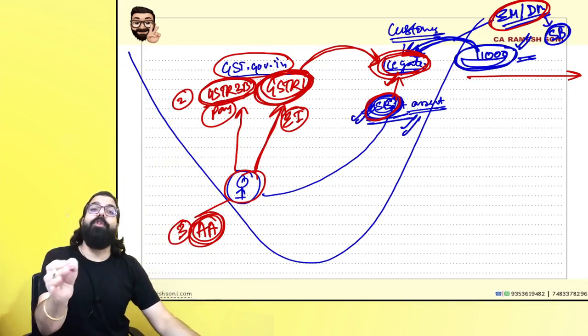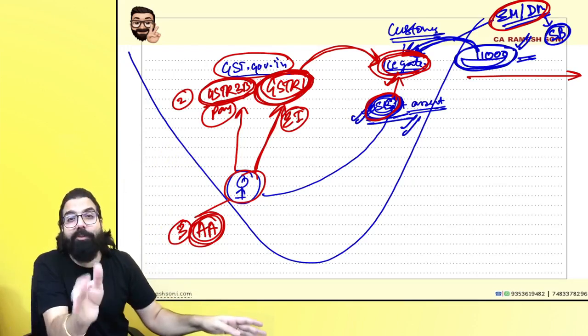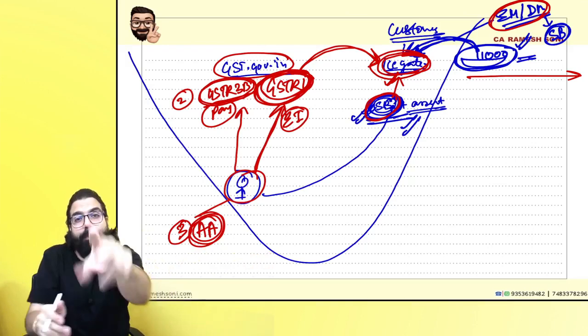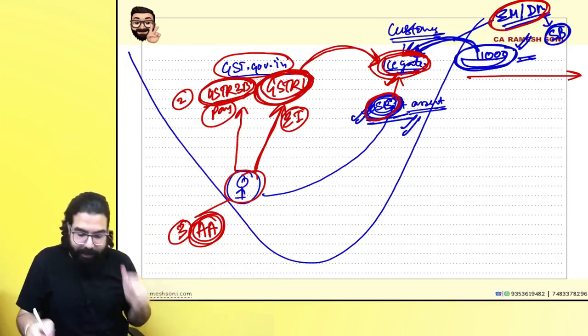and only when you rectify, it will be deemed that you have filed your refund application, because once your refund application is filed, the department has to process the refund within 60 days. Done, sir. Point is clear.